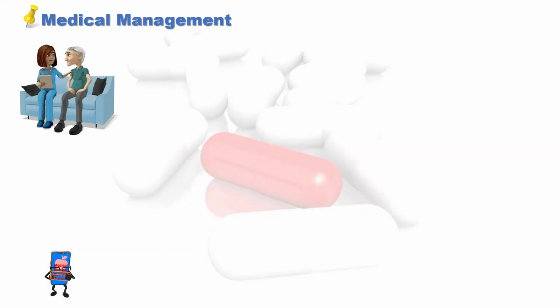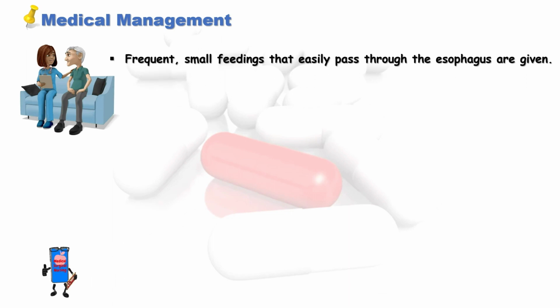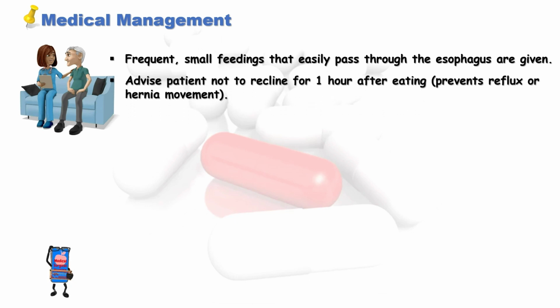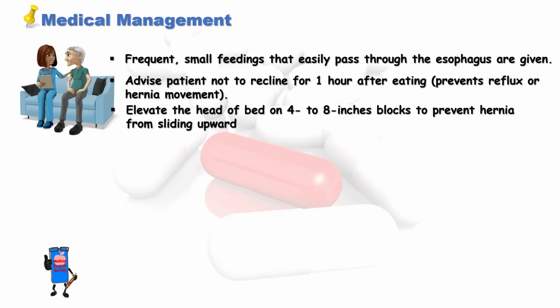Medical management. 1. Frequent small feedings that easily pass through the esophagus are given. 2. Advise patient not to recline for 1 hour after eating. This is to prevent reflux or hernia movement. 3. Elevate the head of bed 4 to 8 inches blocks to prevent hernia from sliding upward.